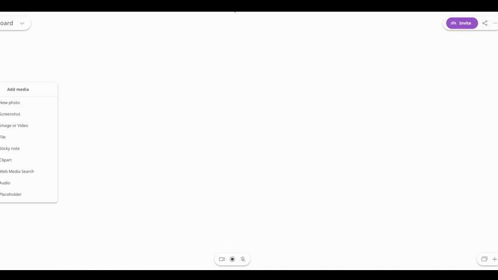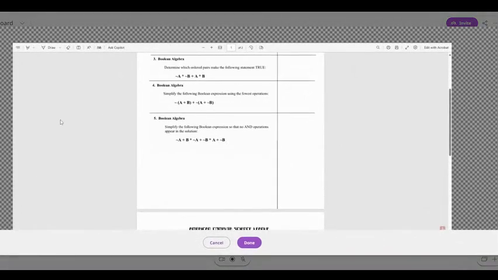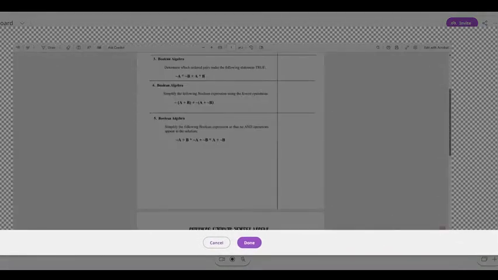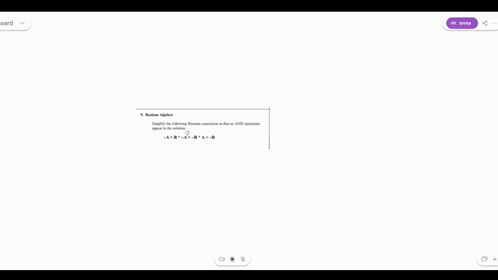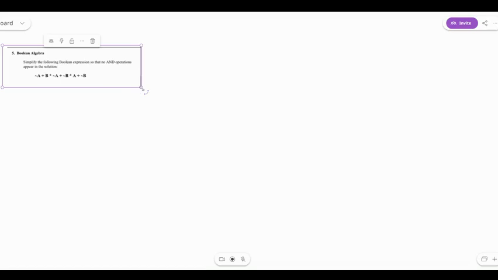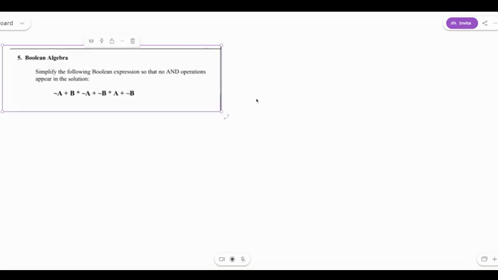Okay, finally, let's go on to our last problem, which asks us to simplify a Boolean expression so that there are no more and operations. And remember, and is represented by the multiplication symbol.